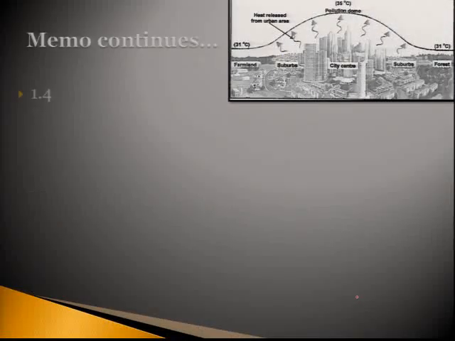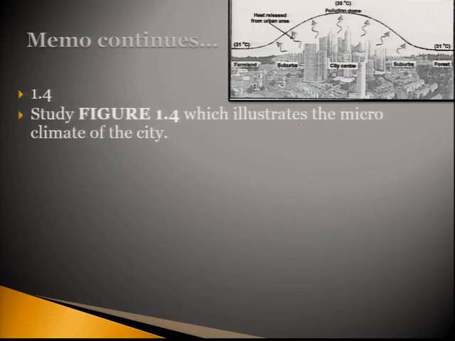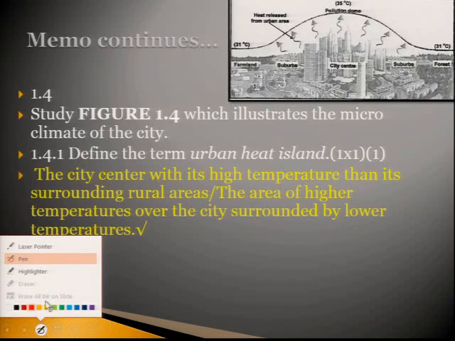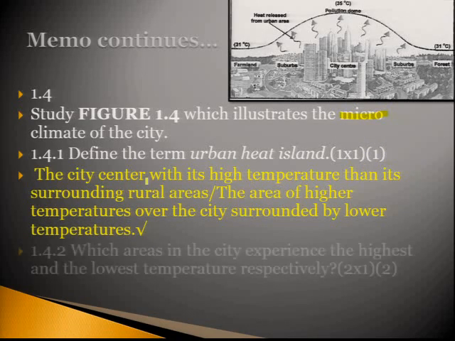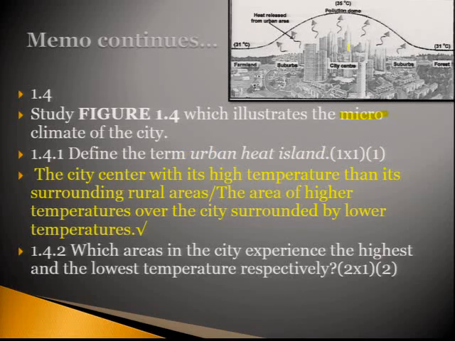Colleagues, let's continue. Now we move to figure 1.4. Study figure 1.4, which illustrates the microclimate of the city. Immediately it says microclimate, we know that it is small scale climate. Define the term urban heat island. What do you mean by urban heat island? The city center, which has higher temperatures than the surrounding rural areas. Or one of our learners could say, the area where you have higher temperatures in the city, surrounded by lower temperatures. We give our learners a mark for defining the urban heat island.